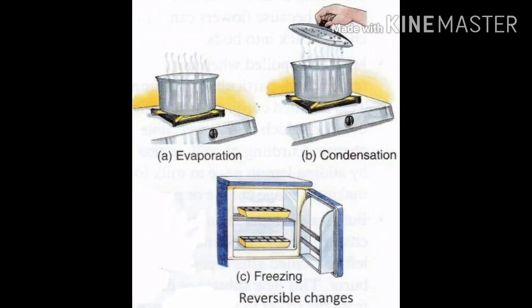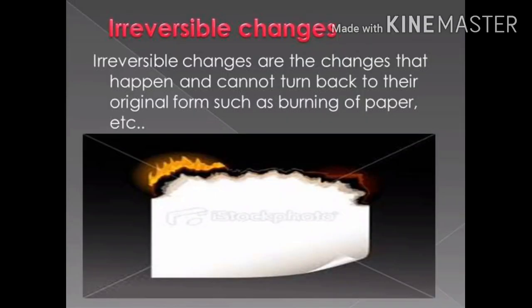When we heat water, it changes into steam. This process is called evaporation. If the steam is cooled down, it changes back into water. This process is called condensation. Thus, evaporation and condensation are also examples of reversible changes.